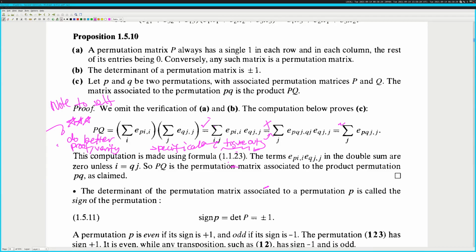Okay. The terms E_{p(i)i} E_{q(j)j} in the double sum are 0 unless i is equal to q(j). Okay, that kind of makes sense.